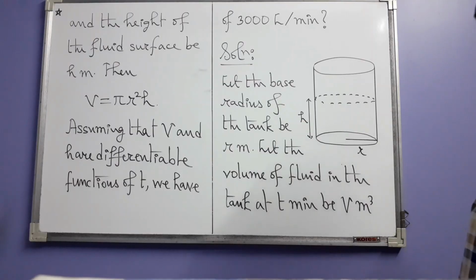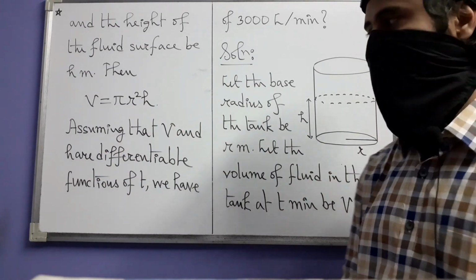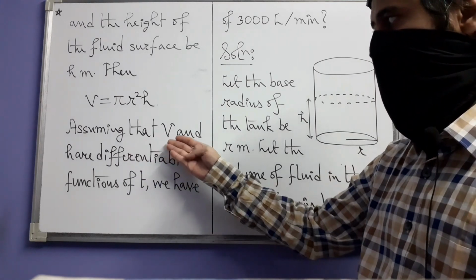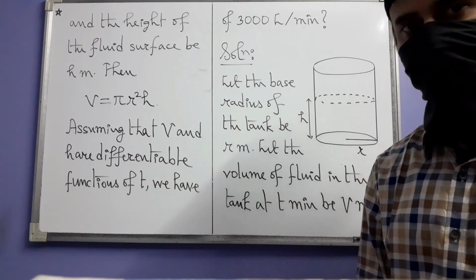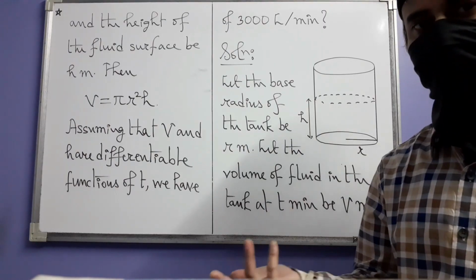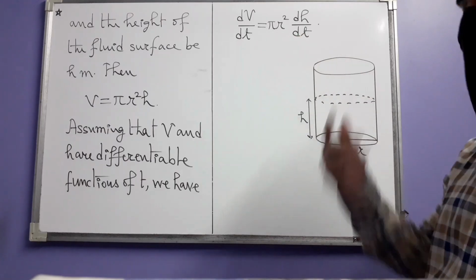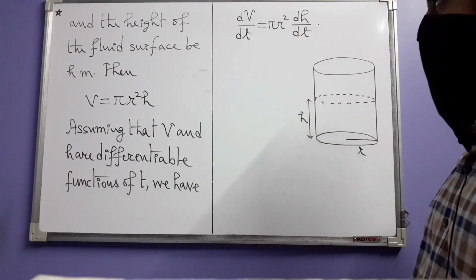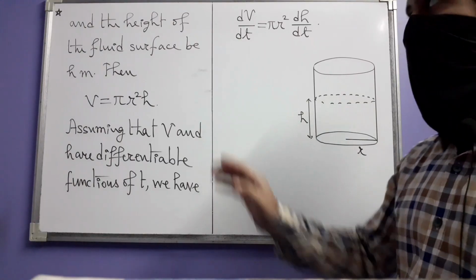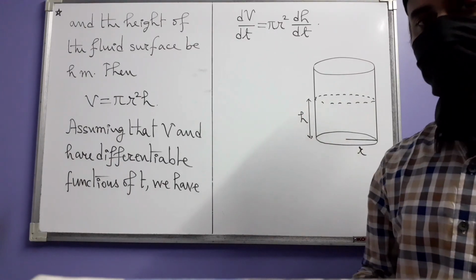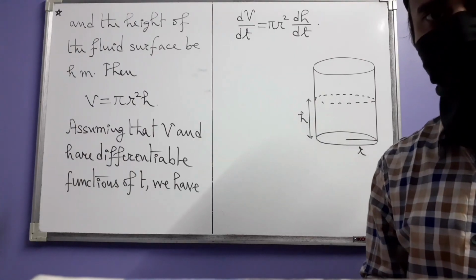Now next, of course, what we are going to do is we will differentiate both sides with respect to t. For that, we are going to assume that both V and H are differentiable functions of t, which of course we have to assume. And doing the differentiation, we get this, which is a very simple thing: dV/dt equals pi r squared times dH/dt. r squared does not change, it just stays r squared because it's constant, it's not changing with time.